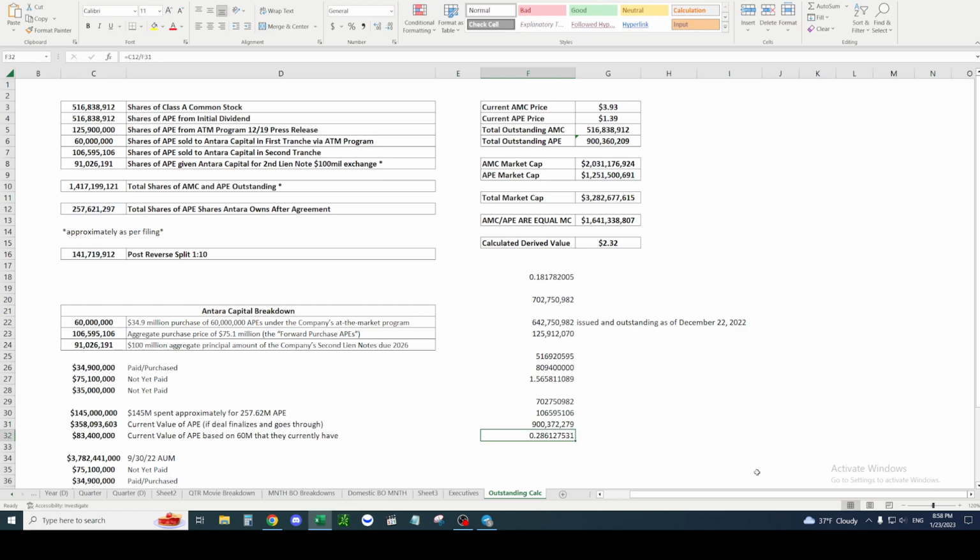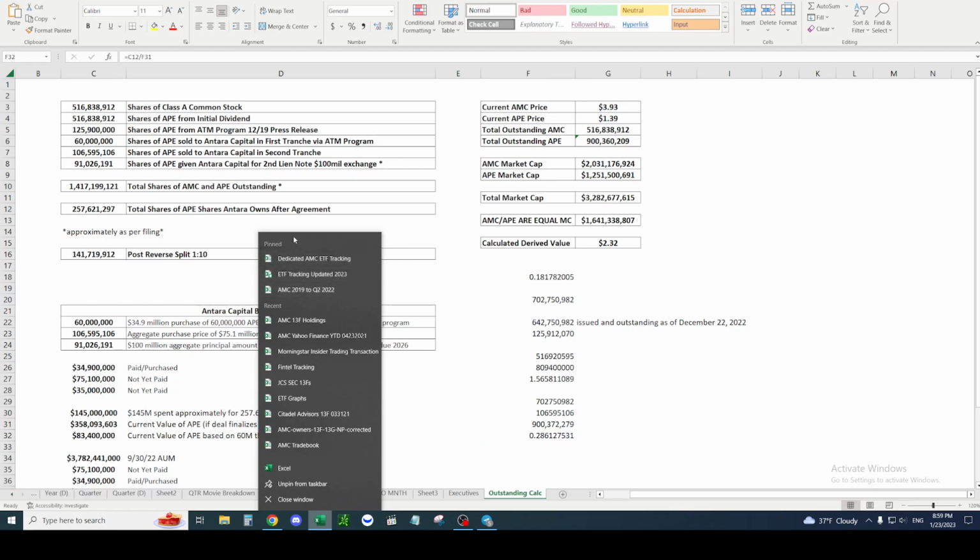They would own nearly 28.6% of APE. There could be more dilution that occurs from when that deal was done until the shareholder meeting, but approximately they would own about 28% of APE. That's a significant voting block. And they're going to vote for the proposal.